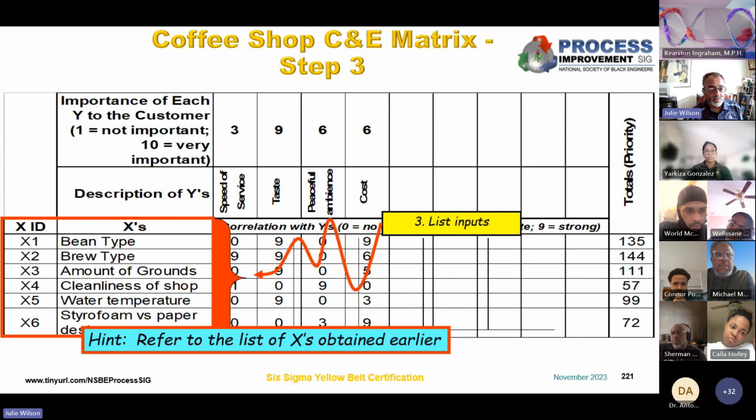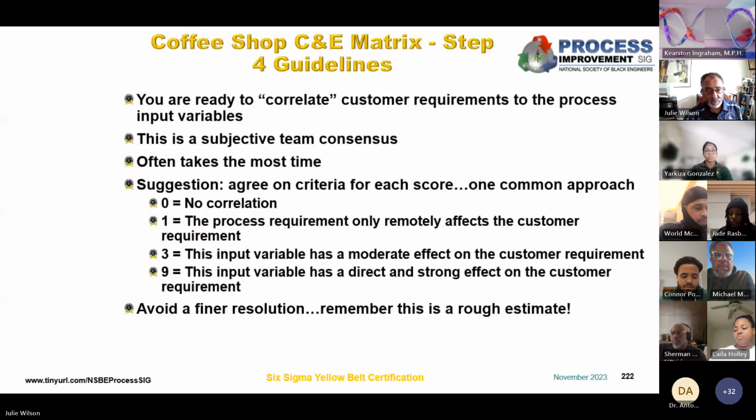You list the brew type. These are your X's: the brew type, the bean type, the amount of grounds, the cleanliness of the shop, the water temperature, and what type of cup you use. Then comes the grunt work.